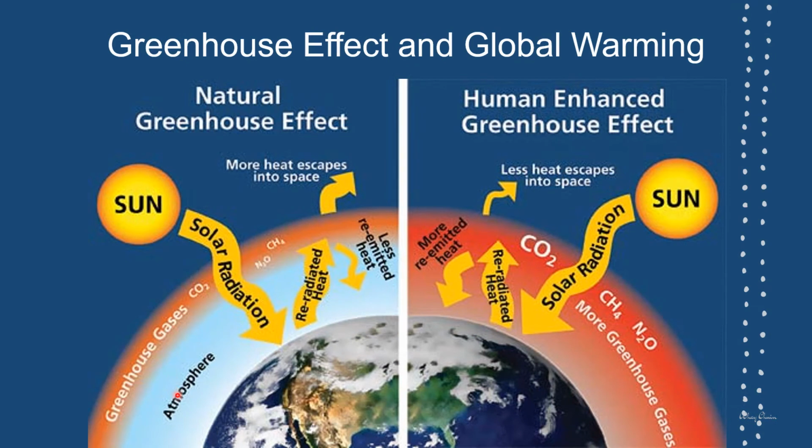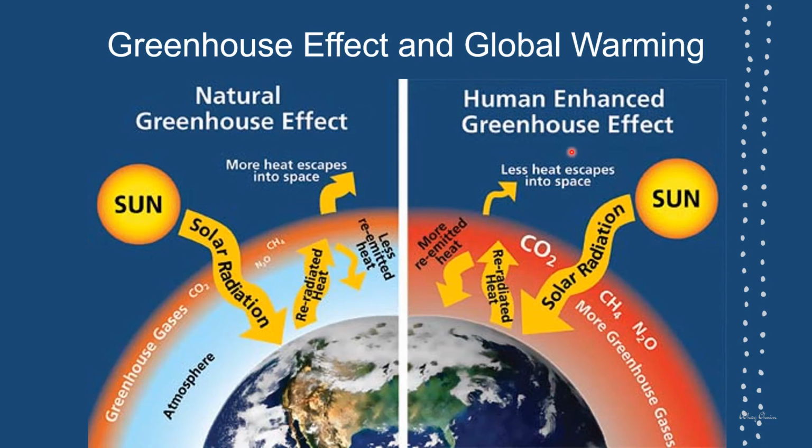The global warming is closely related with greenhouse effect, which means the Earth's atmosphere, which is shown in light blue color, will function as the windows on a glass greenhouse. Under natural greenhouse effect, when the solar radiation reaches at the surface of the Earth, it will be re-radiated. However, more heat escapes into space.